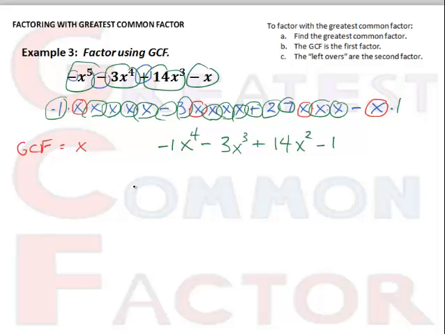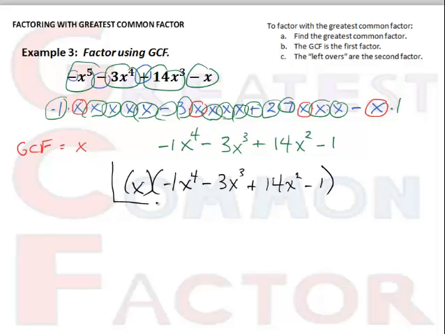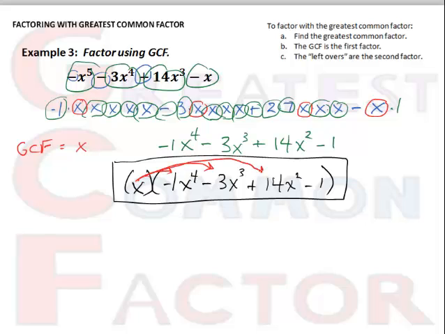Right, so now our GCF is our first factor, that's x, and then the negative 1x to the fourth minus 3x to the third plus 14x squared minus 1 are my leftovers. And there's my factored polynomial factoring out the GCF. I could check it. I want you to go ahead and do that on your own by distributing that x into all 4 terms. And when you do that, you'll get the original polynomial.